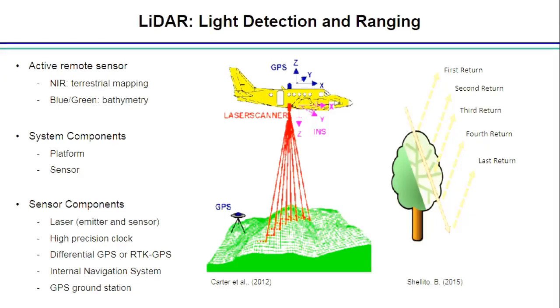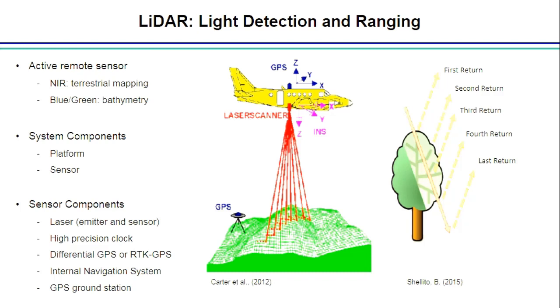The sensor does not only record the reflectance properties of the surface, but it also records the amount of time that it takes for that light beam to travel down to the surface and return back to the sensor. That time, in combination with the GPS data that is recorded, is then converted into elevation data. So the LiDAR's primary objective is to collect elevation of the surface over which it's flying.